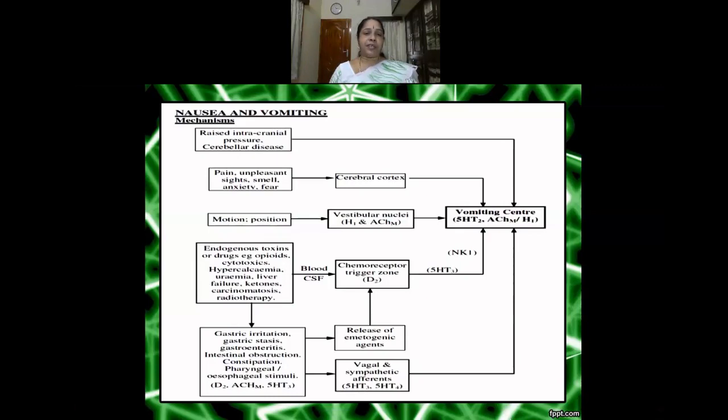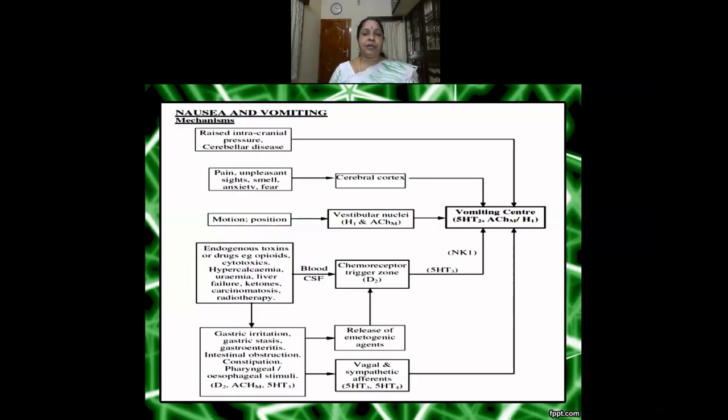The second reason for the occurrence of nausea and vomiting could be pain. When there is intense pain, even sometimes when we have a very intense headache, we vomit. So when there is an intense pain, or an unpleasant sight, like when we see an accident all of a sudden, or a very bad smell, or when a person is very anxious or frightened to a very high degree, all these can send impulses to the cerebral cortex. It can affect the cerebral cortex, and the cerebral cortex will stimulate the vomiting center, which is located in the brain, and it can lead to nausea as well as vomiting.